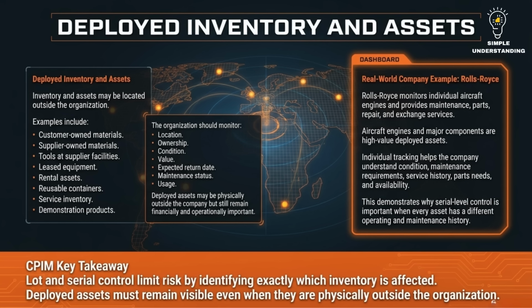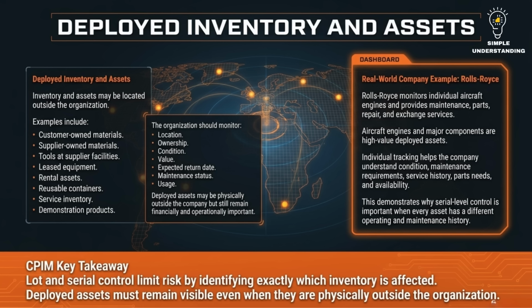Deployed inventory and assets. Inventory and assets may be located outside the organization. Examples include customer-owned materials, supplier-owned materials, tools at supplier facilities, leased equipment, rental assets, reusable containers, service inventory, demonstration products. The organization should monitor location, ownership, condition, value, expected return date, maintenance status, usage. Deployed assets may be physically outside the company but still remain financially and operationally important.